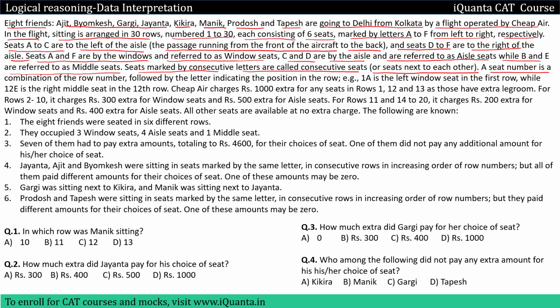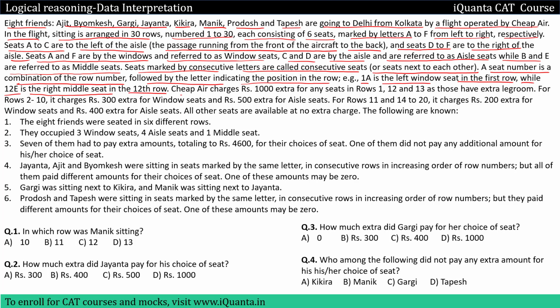A seat number is a combination of the row number followed by the letter indicating the position in the row. For example, 1A is the left window seat in the first row, while 12E is the right middle seat in the 12th row. So how to assign a number to a seat? First of all, you have to write down its row number. After that, the character assigned to that particular seat. So 1A means in the first row, seat A. We know that A is a window seat and it will be to the left of the aisle.